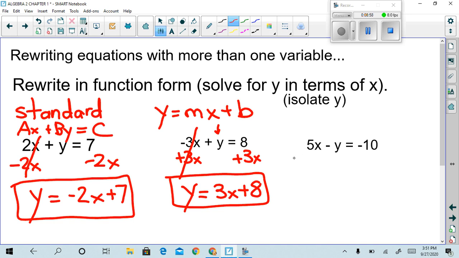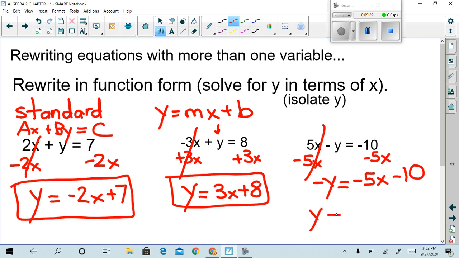I'm going to first move this 5x by inverse operation. I need to subtract. It cancels. Be careful because now I'm left with a negative y. Negative y is equal to negative 5x minus 10. I don't want to solve for negative y. I want to solve for positive y. Property of opposites says I can multiply everything by a negative 1, and that just changes all my signs, and that's the end of that.